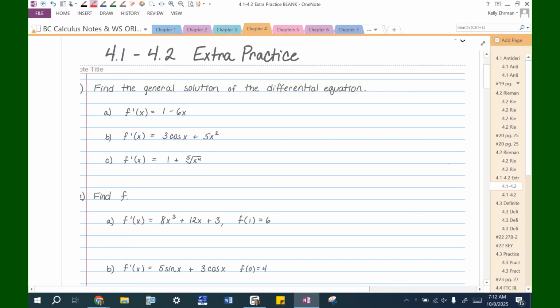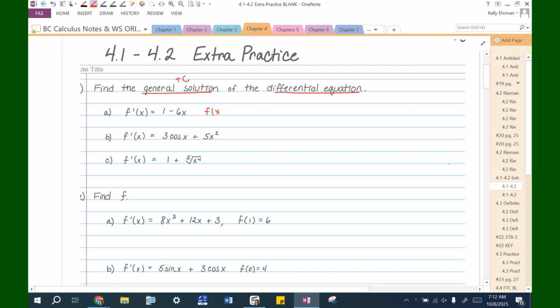So if you're being asked to find the general solution of a differential equation, if these are given as f prime of x, what they're asking us to find is f of x. General solution means there should be a plus c in all of my answers. If these said dy dx, I would be looking for the y equals equation.